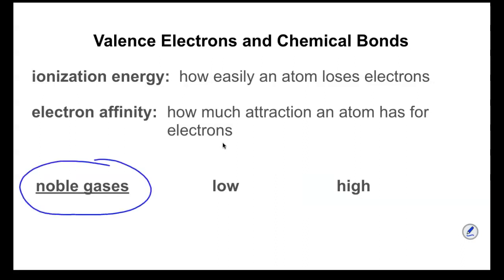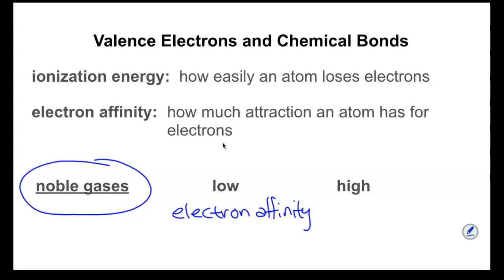So when you think about it, noble gases, we're going to use these as an example. We want to talk about their ionization energy, how easily they will lose an electron. And we want to talk about electron affinity, how much attraction an atom has for electrons. So when we think of noble gases, they are going to have a very low electron affinity. The reason for that is they don't want to attract electrons. They already have 8 valence electrons, or 2 in the case of helium. So they have a low attraction, or a low electron affinity.